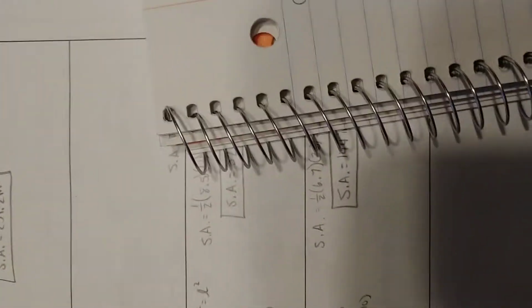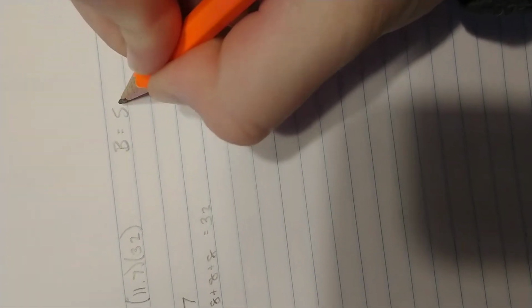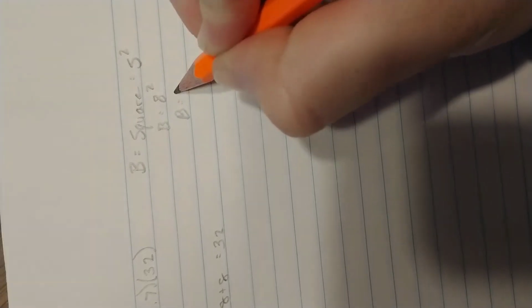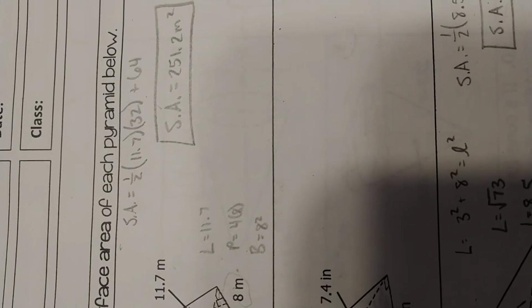And then our big B. Big B is area of the base. Our base shape on this figure is a square. Well, area of a square is side squared. So big B equals 8 squared, which gives you 64. That's what you need to plug in. And once it's plugged in, you get 251.2.